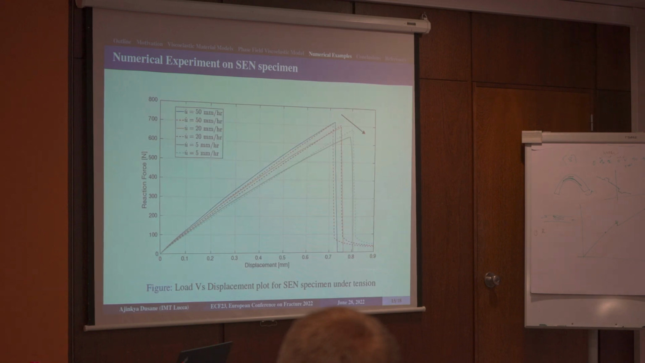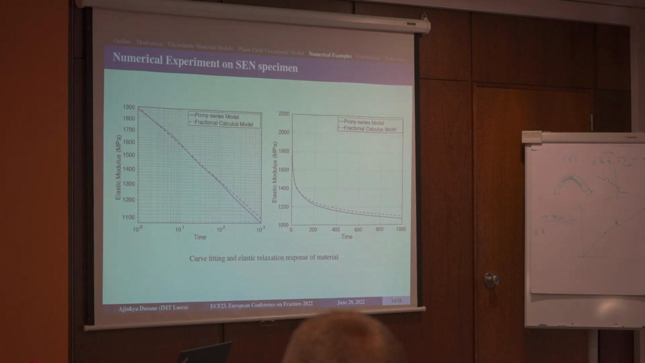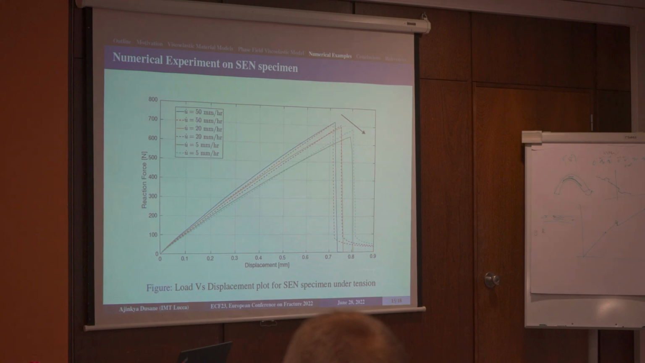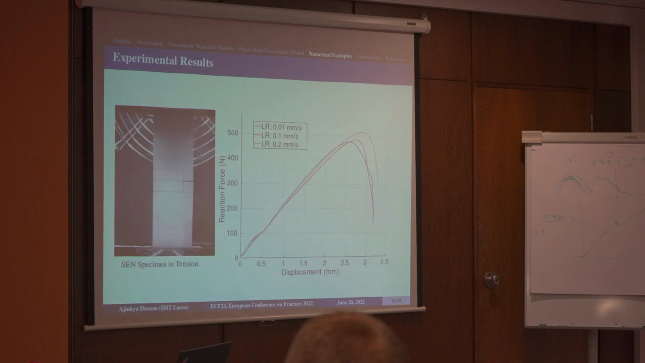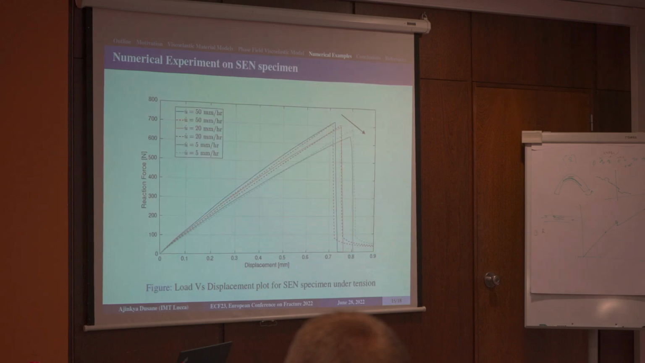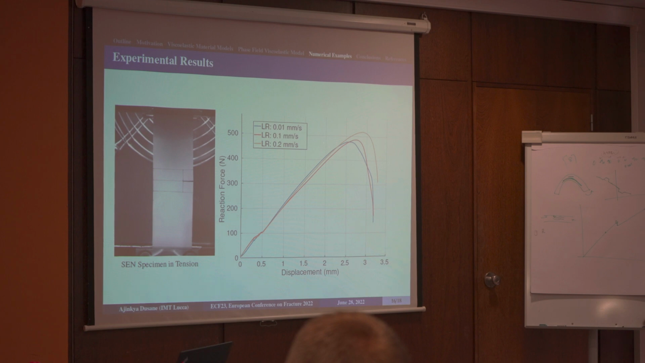I tested this sample. This is a numerical experiment I tried with reducing the loading rate. First I considered 50 mm per hour, 20 mm per hour, and 5 mm per hour. It is observed that as the loading rate decreases, the peak forces go on decreasing. It is because the material is loaded with a lower loading rate, so the material undergoes some relaxation inside it, and therefore the forces are dropping.